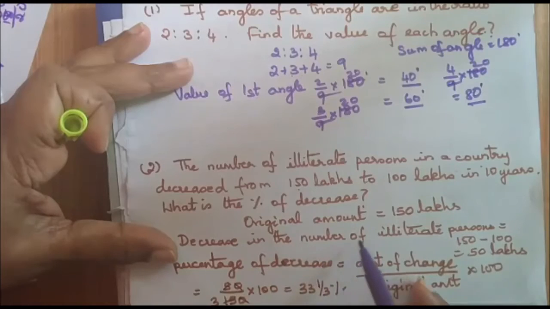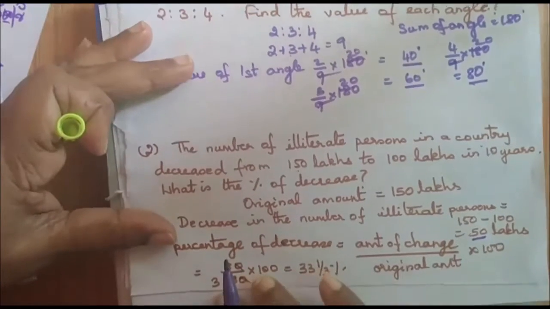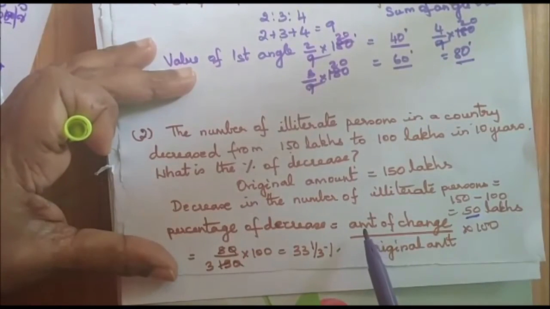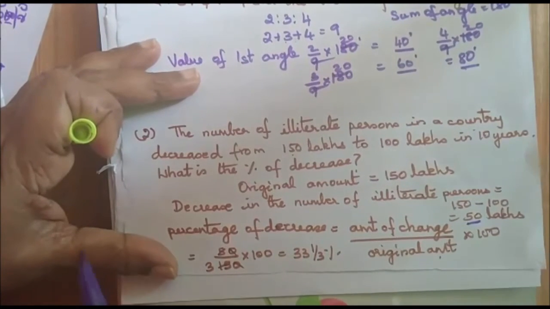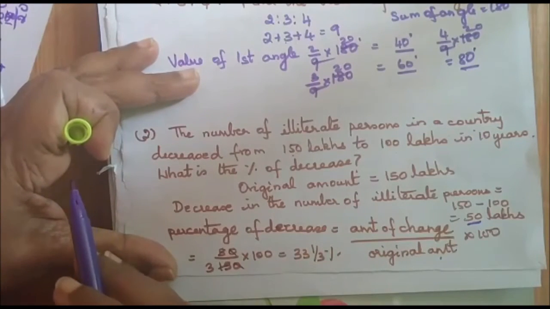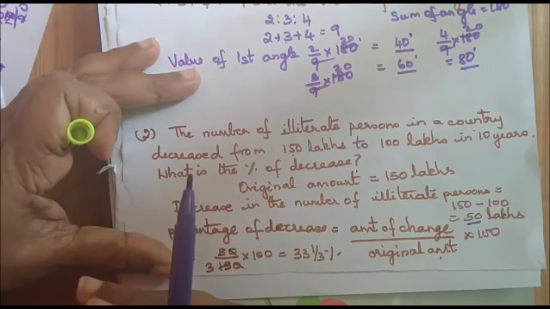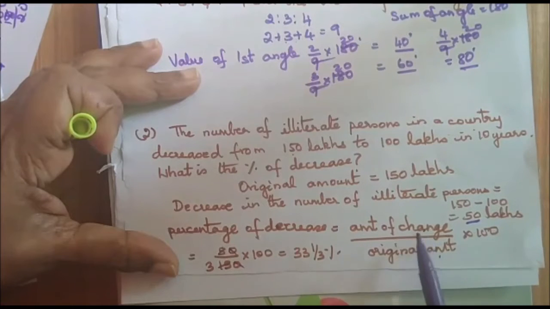What is the decrease in the number of illiterate persons? From 150 it has decreased to 100. So the decrease is 50 lakhs. So how will you calculate the percentage? Percentage is calculated as amount of change by original amount into 100. Students, keep this formula in mind because it's very important. If you are asked to find the percentage of decrease or the percentage of increase, whatever you are asked to find, you have to calculate the amount of change by the original amount into 100.